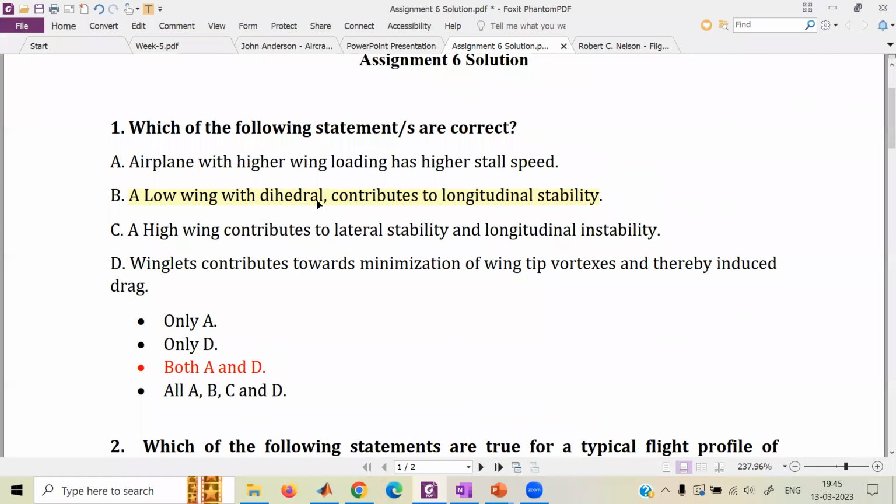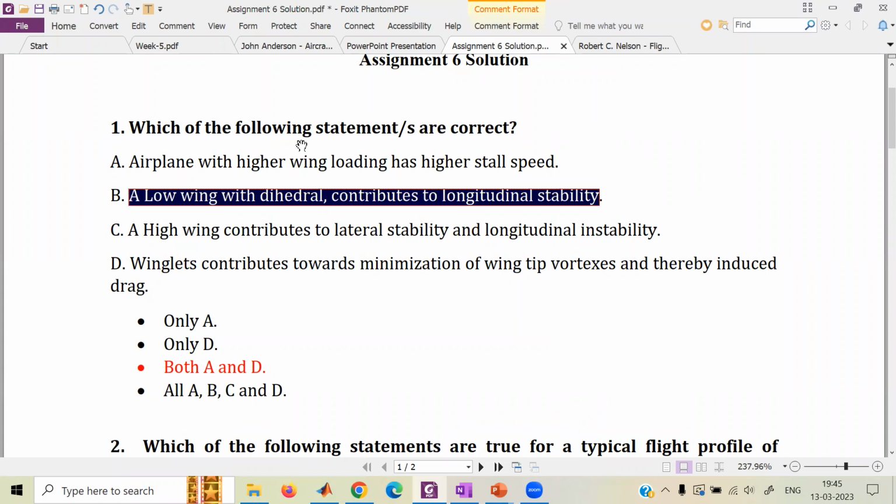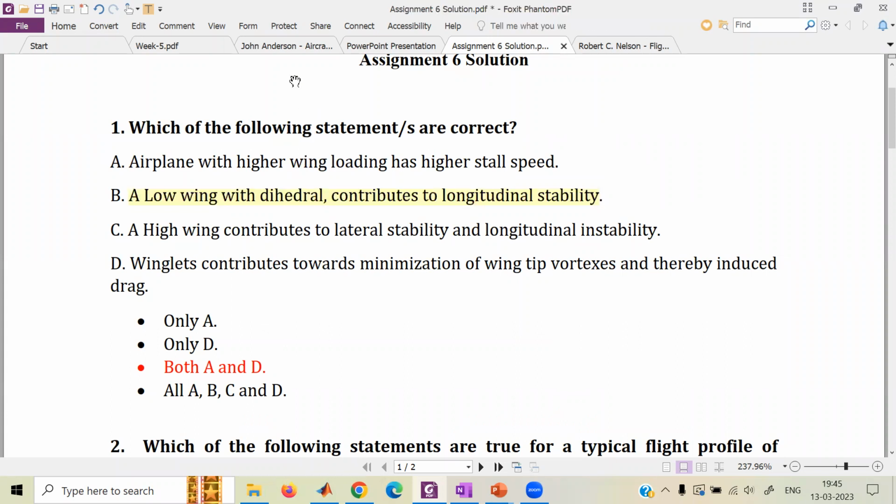You can mount the wing anywhere. You may not call it low, high, mid. You call it wing. Wing has an effect on longitudinal stability. That is a fact. But the question here is about dihedral. Can anyone else explain to us what dihedral actually impacts, if not longitudinal stability? Because the answer is wrong. Sir, it contributes to the lateral stability of the aircraft. How does it do that? Can you explain the mechanism?